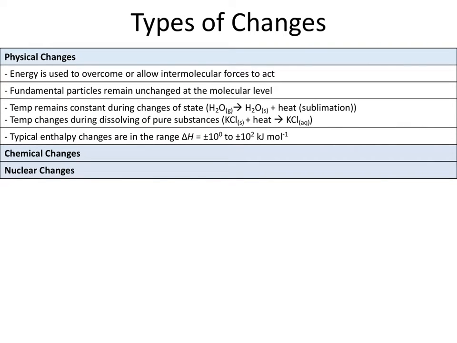Okay, so here's just a summary of what we see. The typical enthalpy changes are in a very, very small range. We'll see as chemical and nuclear changes go by that this value of enthalpy change is going to be a lot more, especially when we take a look at nuclear changes.